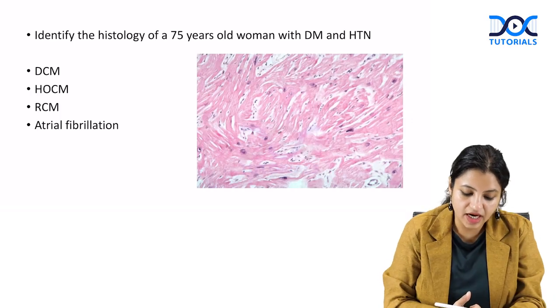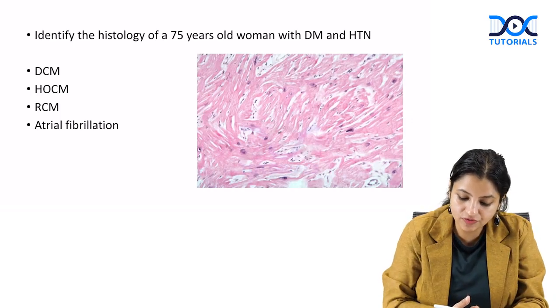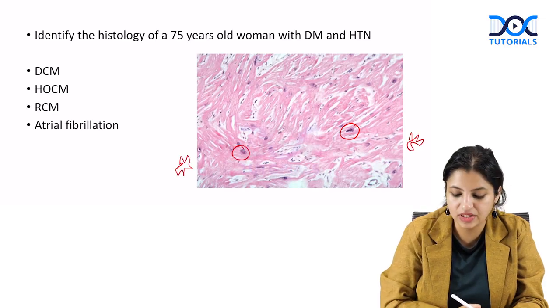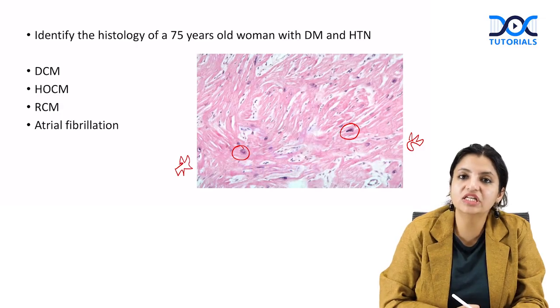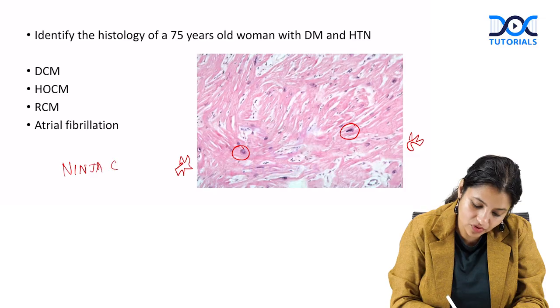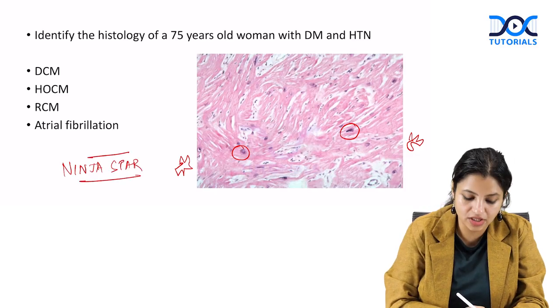Okay, next, identify the histology in a 75-year-old woman with diabetes and hypertension. Here you can see these bizarre, irregularly shaped nuclei like this. These nuclei are called ninja star nuclei. What are they called? Ninja star nuclei. So irregular, haphazardly oriented nuclei are basically ninja star nuclei.